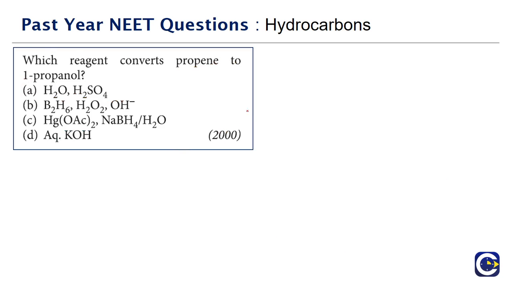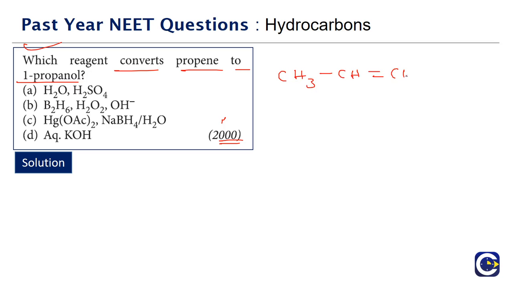Next, we have a question that has come in the year 2000. Which reagent converts propene to 1-propanol? So we have to convert propene into 1-propanol. What is propene? Let's draw the structure. Propene will have a structure like this: CH3, CH double bond, CH2. This is propene. We must convert this into 1-propanol, meaning CH3, CH2, CH2OH. This is like addition of H2O, right?